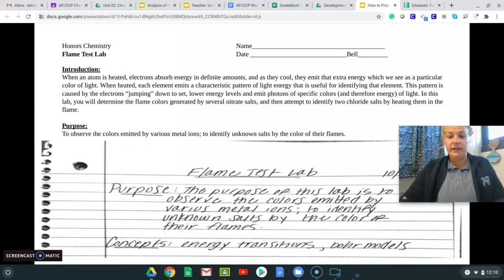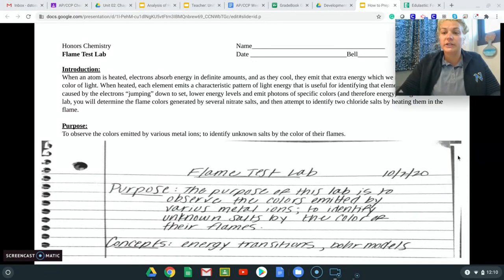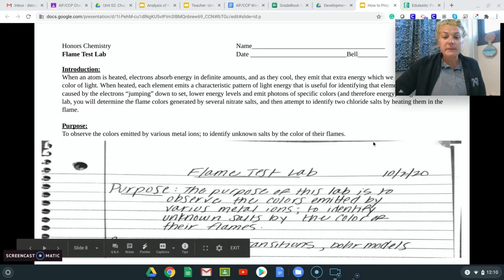So you'll see here that currently I have my title, which I need, and I always need a date, okay? If I don't have a date, I can't prove that it's the day that I'm performing the lab. And then my purpose is stated here.